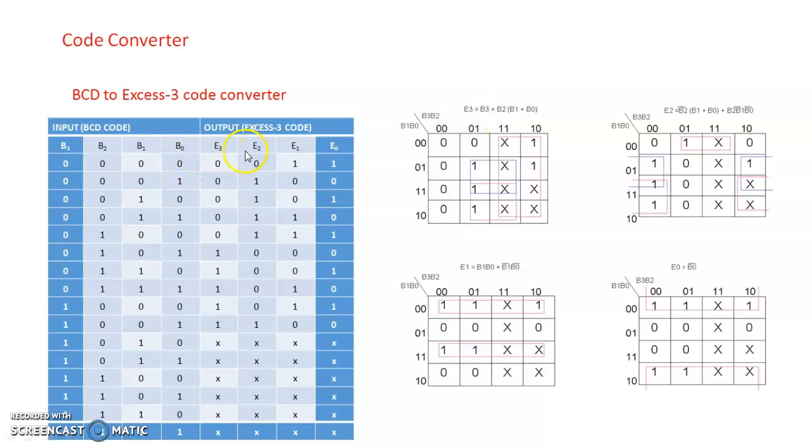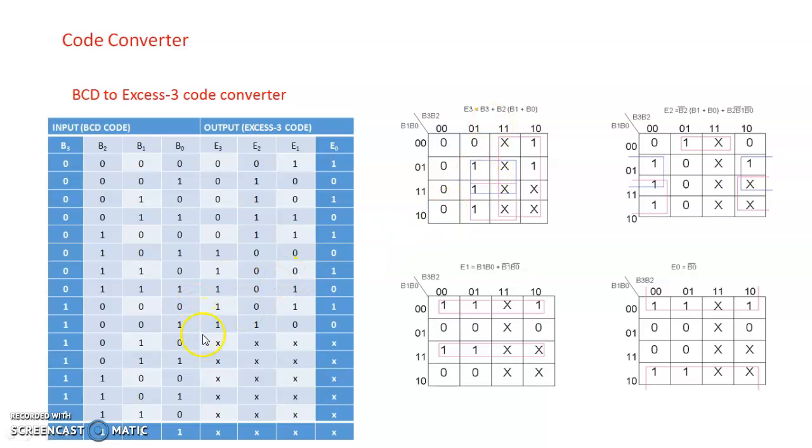First E3. For E3, see where the output is 1. For 0 to 4 the output is 0. So this is 0, 1, 2, 3, 4. For 0, 1, 2, 3, 4 the output is 0 in E3, so here we mark the output. The sequence is like this. For 0 to 4 you have to mark the output 0, and after that, what is the output for 0, 1, 0, 1? For 0, 1, 0, 1 the output is 1, so you can mark 1 here.